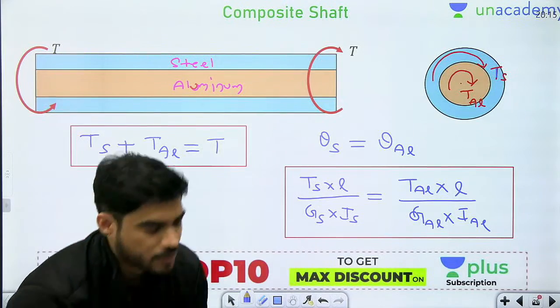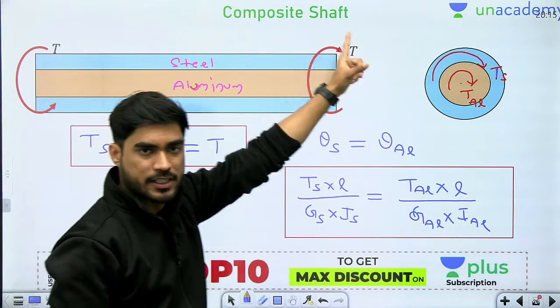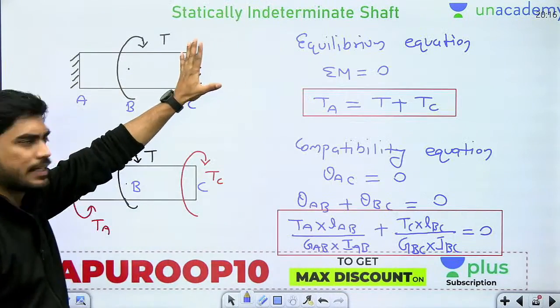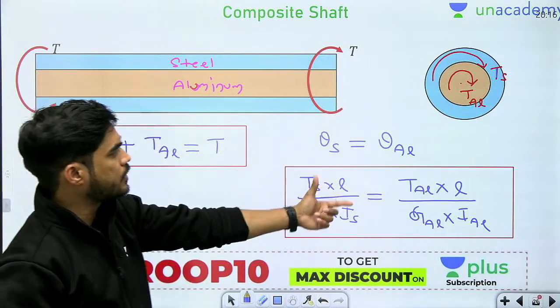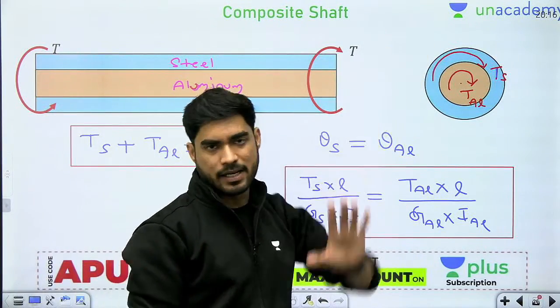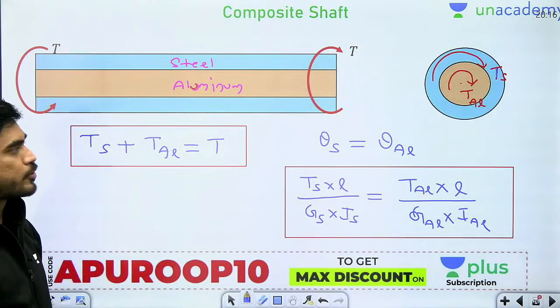Okay. So do you understand here how to solve the problem of composite shaft? It is just like statically indeterminate shaft. One equation you will get from equilibrium, one equation you will get from compatibility. Okay. So this is how you solve the problems of composite shaft.